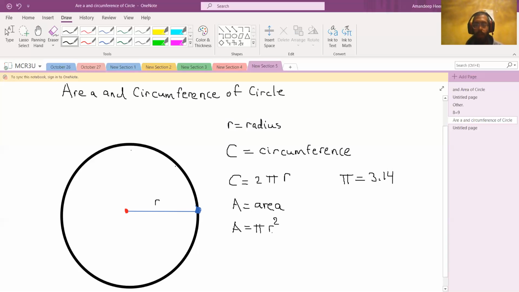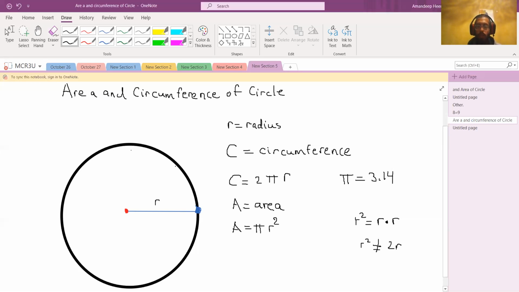Okay? Now, you may be wondering, what does r squared mean? What does r to the power of 2 mean? R to the power of 2 is r times r. This is really important. R to the power of 2 is not 2 times r. This is where a lot of students make the mistake.